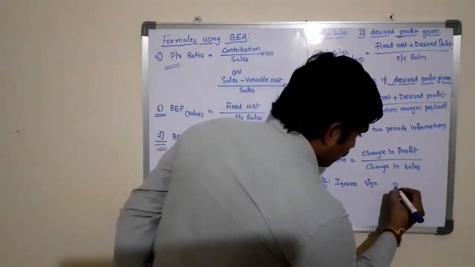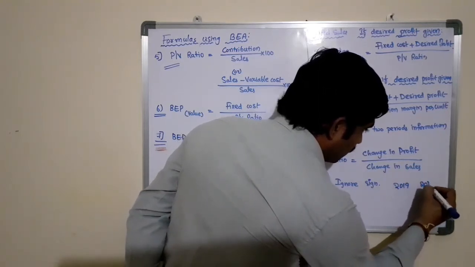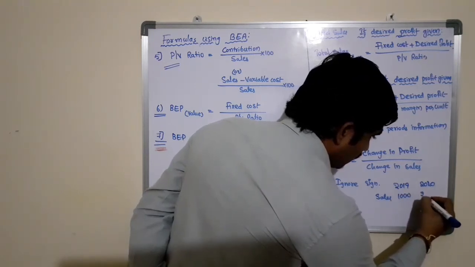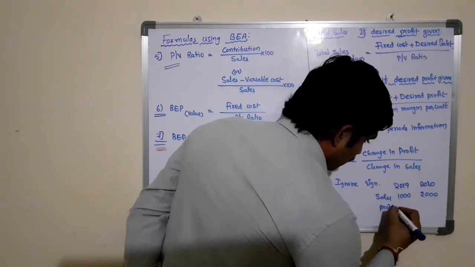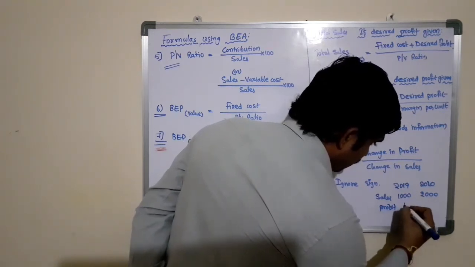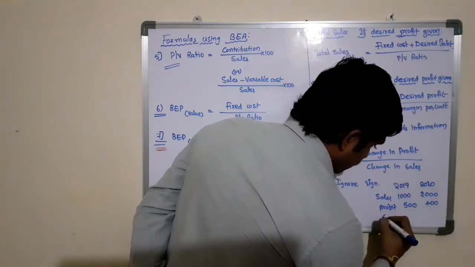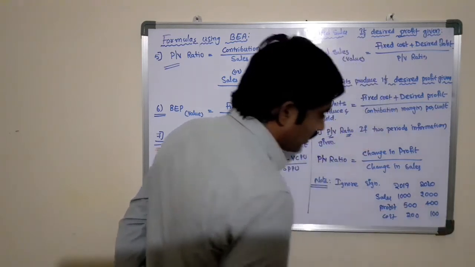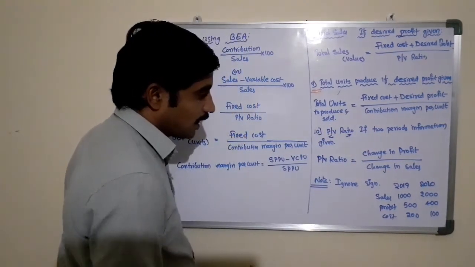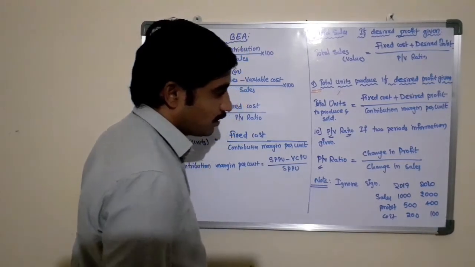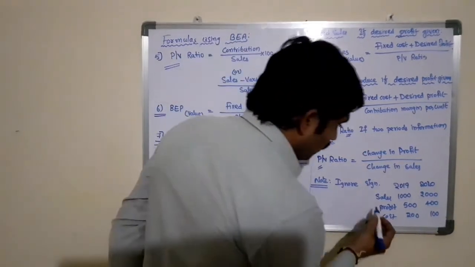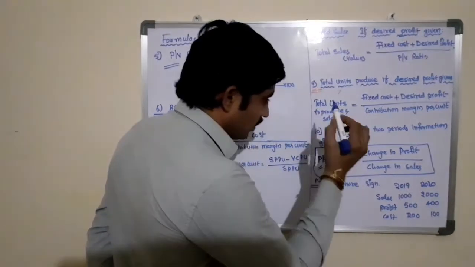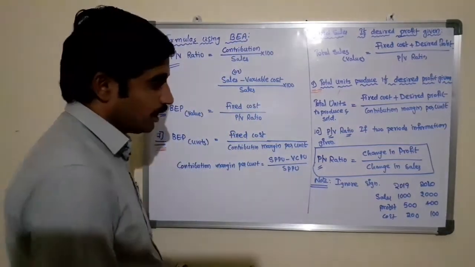For example, here 2019 and 2020 information is given. Sales given 1000 in the year 2019, 2000 in 2020. Profit in 2019 500, here it is 400. Cost in 2019 200, in case of 2020 100. Here the question is, calculate PV ratio for the period 2019 and 2020. Now we need to take the formula, that is PV ratio equal change in profit by change in sales.